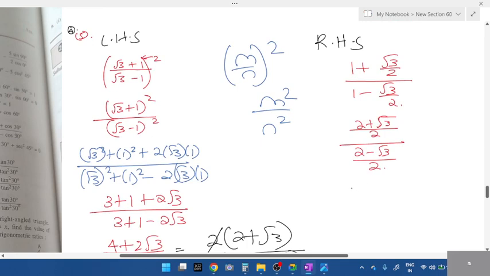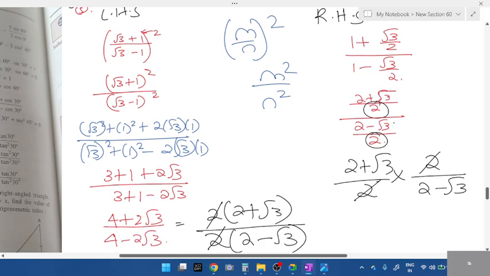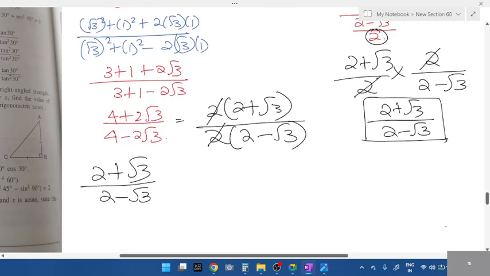We have two denominators. How do you rewrite this? 2 plus root 3 divided by 2 multiplied by 2 divided by 2 minus root 3. Which one gets cancelled? 2 and 2 gets cancelled. See, these two gets cancelled, right? These 2 and 2. What is left? What's left, students? 2 plus root 3 divided by 2 minus root 3. Are the values same? Left hand side and right hand side, we got the same values. This is how you solve the question.